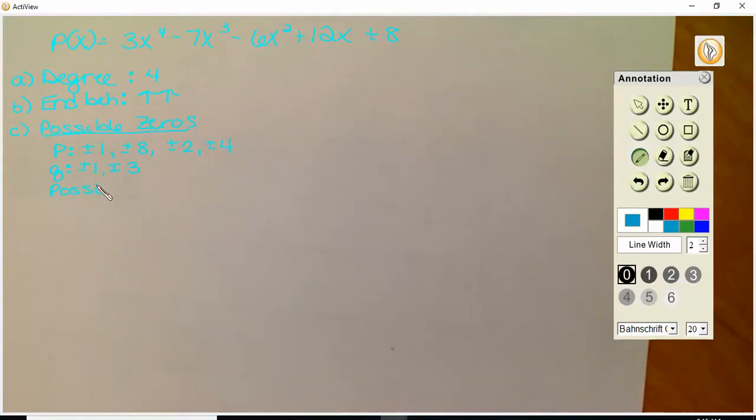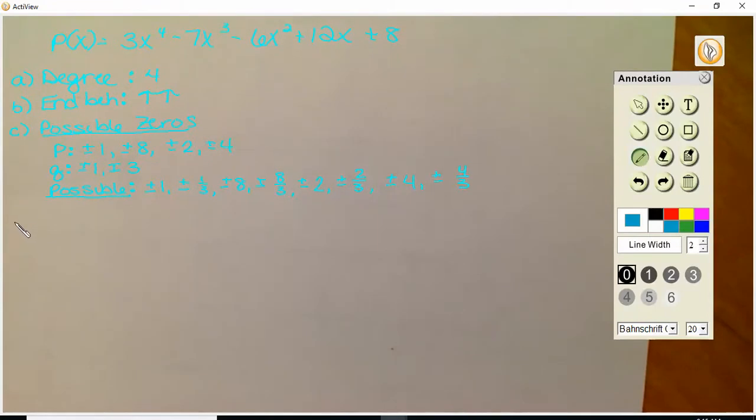How do you get the possible ones? Divide. Okay, P over Q. So 1 over 1 is 1. 1 over 3. 8 over 1 is 8. 8 over 3. 2 over 1 is 2. 2 over 3. 4 over 1 is 4. And 4 over 3. Remember, if you have repeats, you don't have to write them more than once. Okay.